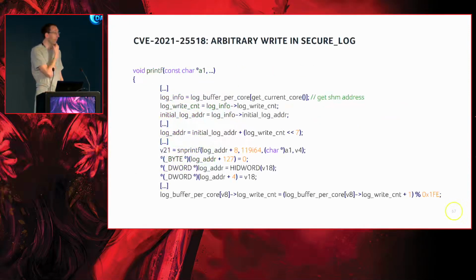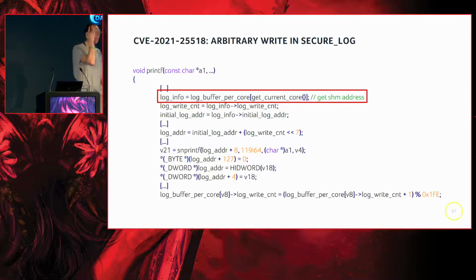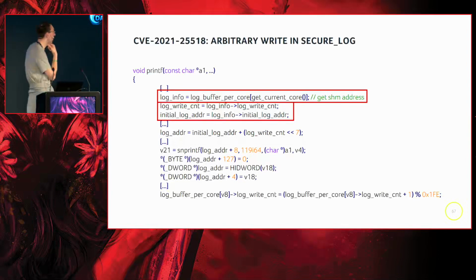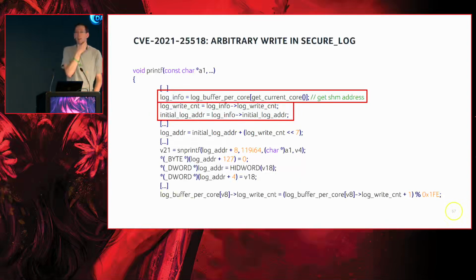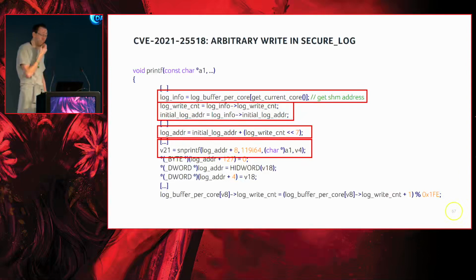So let's take a look at how printf is actually implemented. We start with, based on which core we are running, getting the address of our ring buffer. And in log info, we are now pointing directly into memory that is non-secure. And what do we get from that? Well, we get the write counter, because we are going to add messages to the ring buffer, and we have our base address. Then we calculate, based on the write counter and the base address, where we are going to write. And we write the message there.